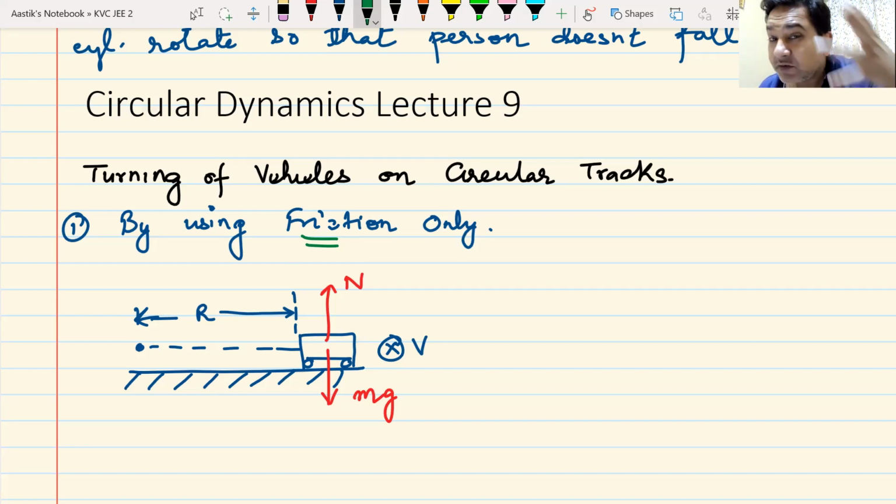So kinetic friction will only come when it slides. And when a car slides, or when a bike slides, bye-bye. Kinetic friction doesn't help, bacha. Then which friction comes to the rescue? There's only one friction that comes to the rescue, and which is? Static friction. Static friction. The tire has to turn.